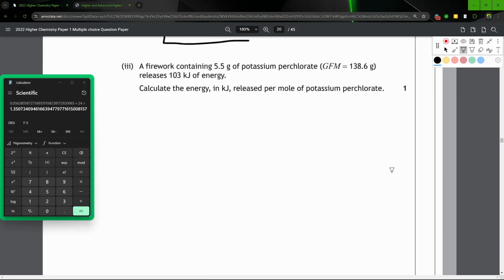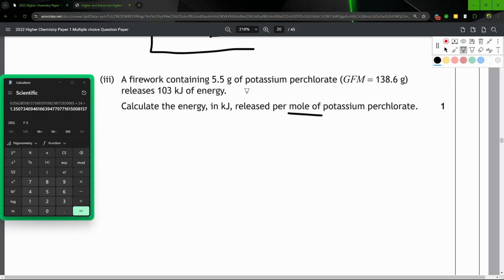A firework containing 5.5 grams of potassium perchlorate releases 103 kilojoules of energy. Calculate the energy in kilojoules released per mole of potassium perchlorate. Okay, so what we're going to do here is calculate the number of moles in 5.5 grams, and then we can use that to figure out how much 1 mole would produce. So we're going to say n equals 5.5 over 138.6.